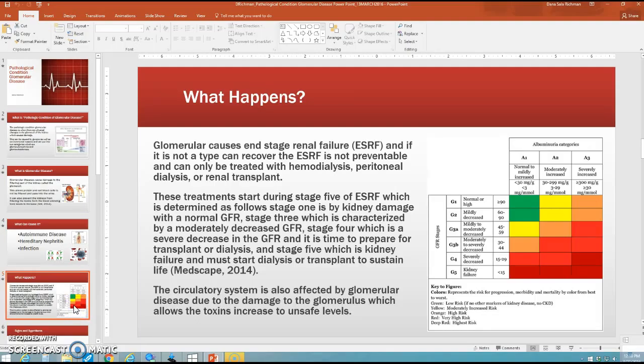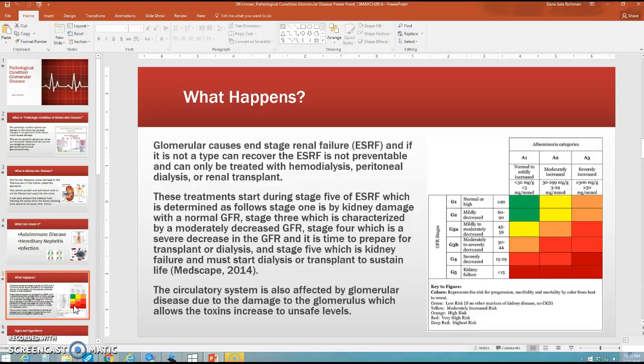What happens is it eventually causes end-stage renal failure, and if it is a type that cannot be recovered and cannot be prevented, then it can only be treated with hemodialysis, peritoneal dialysis, or renal transplant. Without these three treatments, it would end in death. These treatments start during the 5 stages, which are determined as follows, stages 1 through 5.